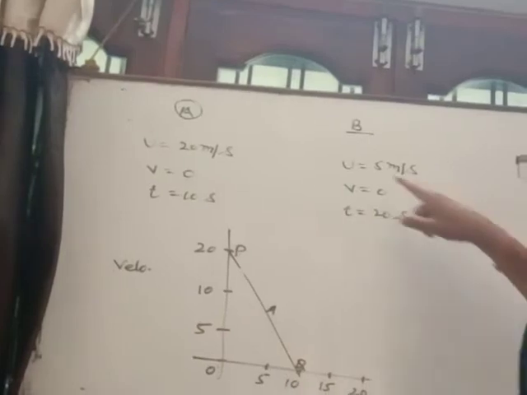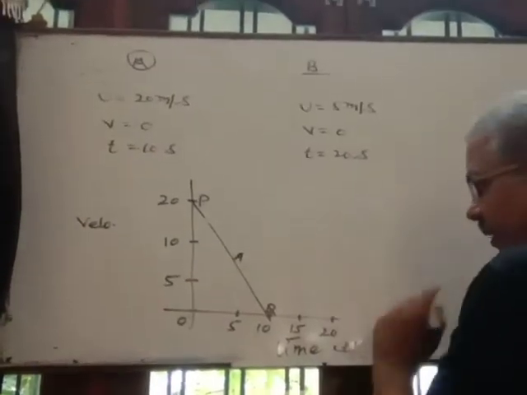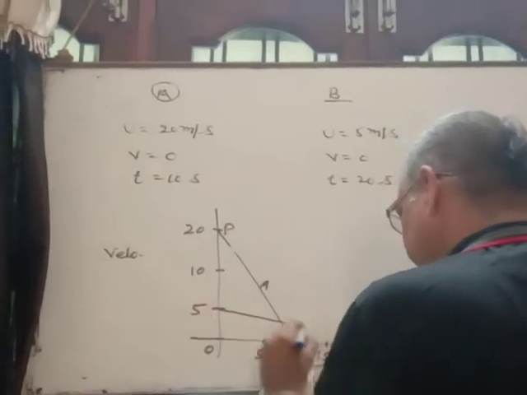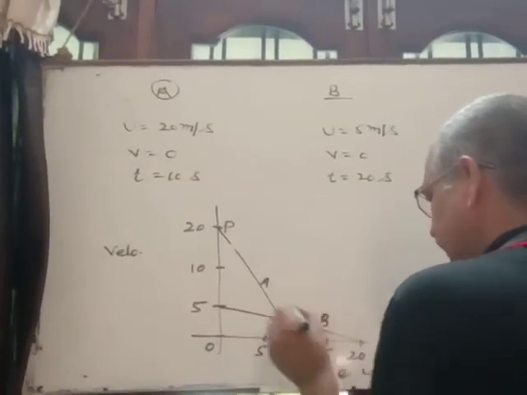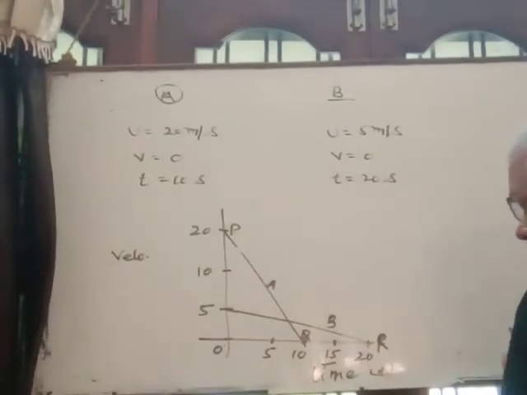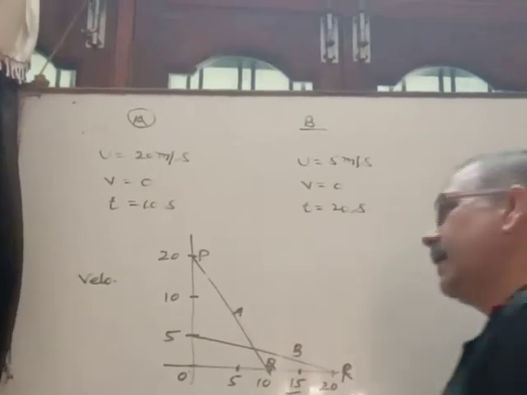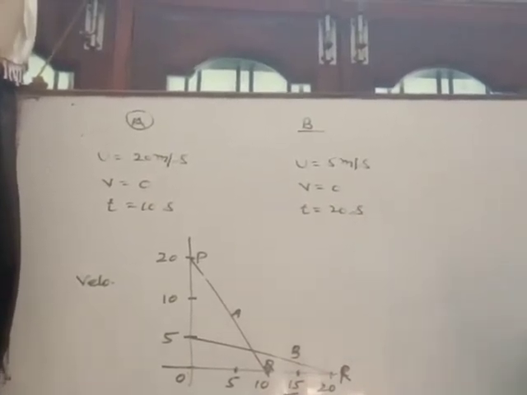Now for car B, its initial velocity 5 and finally after 20 seconds its velocity becomes 0. It is for car B. Suppose this point is R. With the help of velocity time graph, as we know, area enclosed by the graph represents distance traveled.